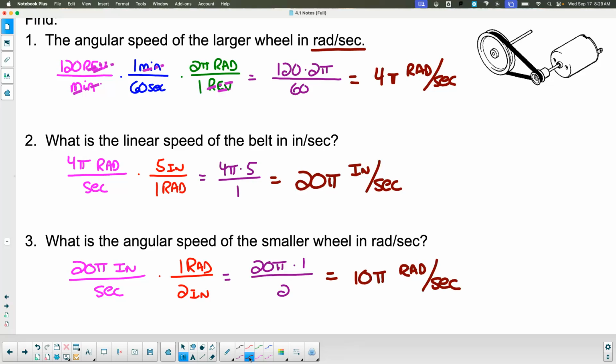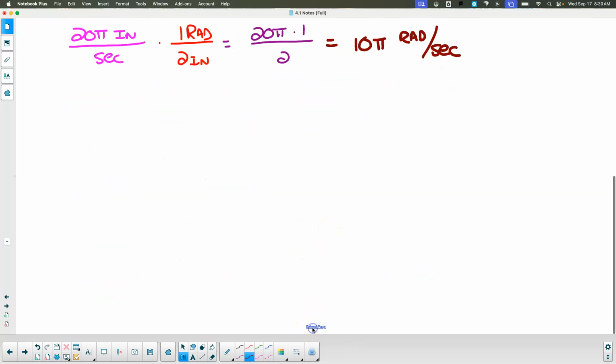So as you can see, it's the same setup here. The larger wheel is spinning at 4 pi radians per second. The smaller wheel is spinning faster because it's spinning at 10 pi radians per second. Linearly, they're spinning at the same rate, or they're moving at the same rate. Angularly, the smaller one is spinning faster, which also would mean that we could go one step further. Now I'm at 10 pi radians per second.